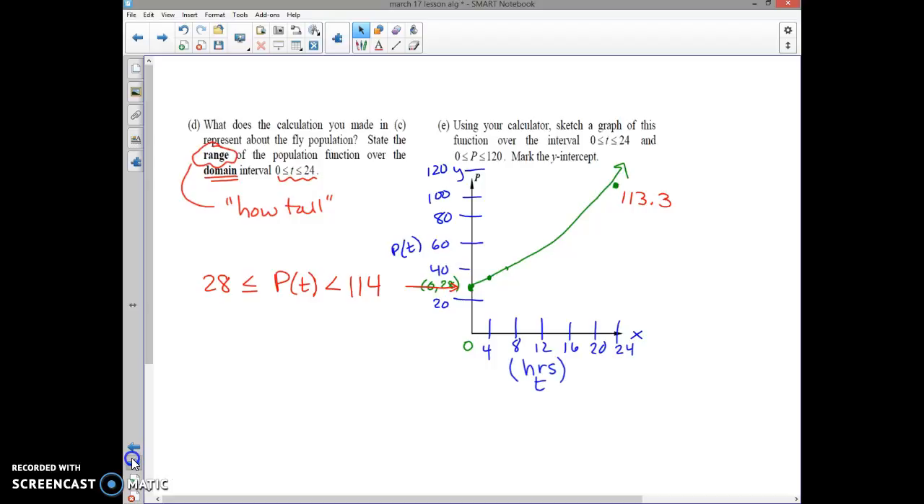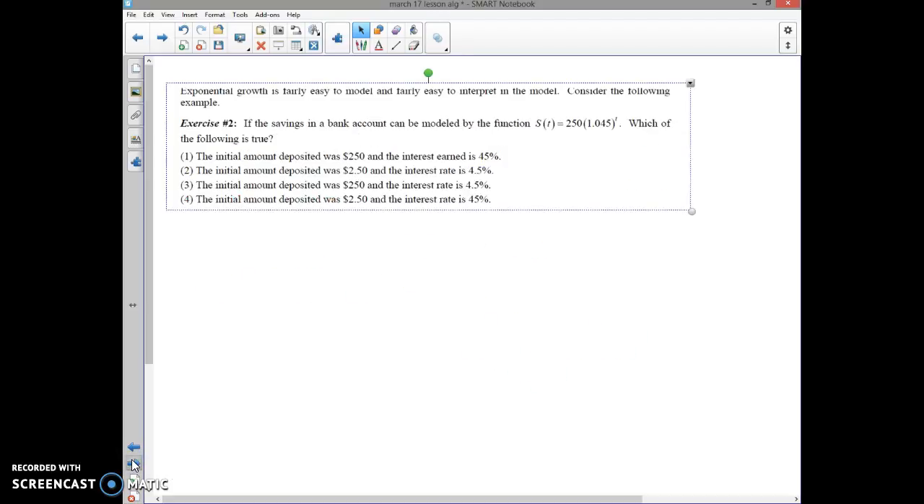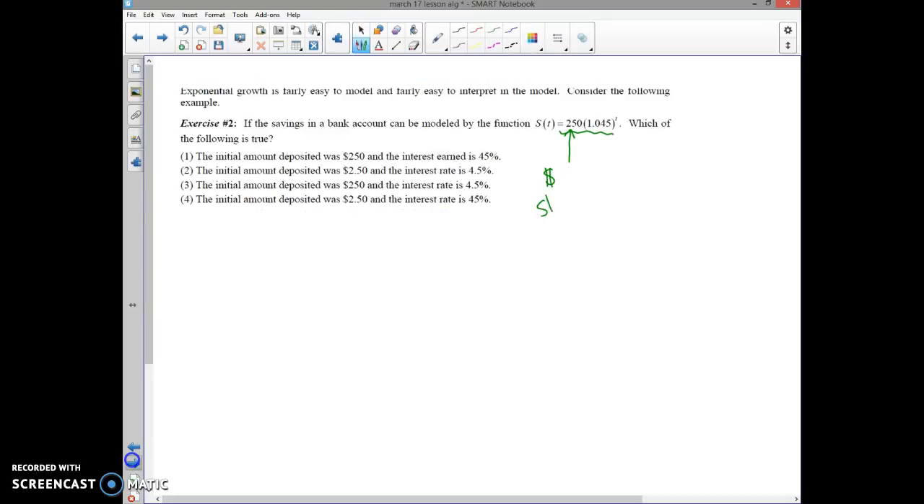The last question on this particular page says if the savings account is modeled by this particular equation, which of the following is true? So before I even look at the choices, I want to make note that the 250 is what I started with. That's the money start. And this means that I'm growing at 100% plus, now remember this decimal needs to be slid over a little bit, another 4.5%. If I have that, it should be fairly easy to find that the amount deposited was $250 and the rate is 4.5%.